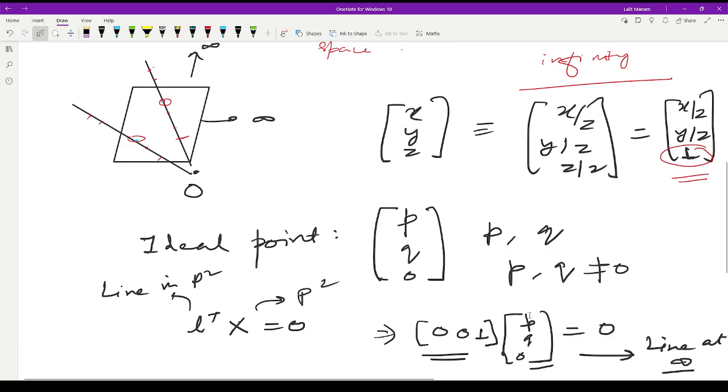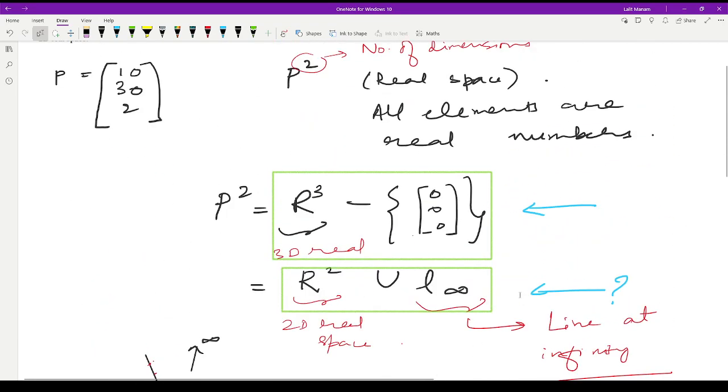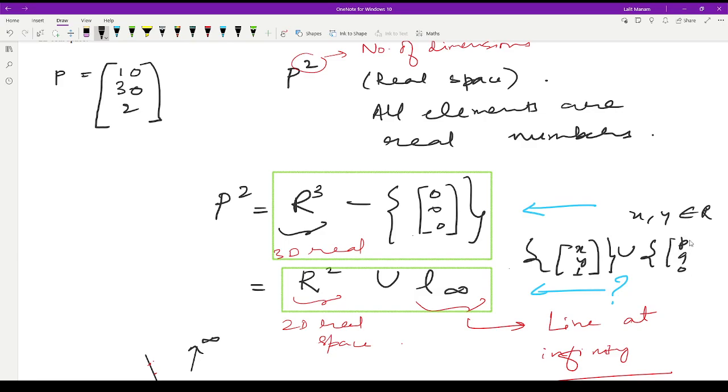So once we have this line at infinity, what does this represent? With R2 we have some values given like this x, y, 1, where x, y belong to R, union again another set P, Q, 0, where P, Q also belong to R, but P and Q cannot be 0 simultaneously.